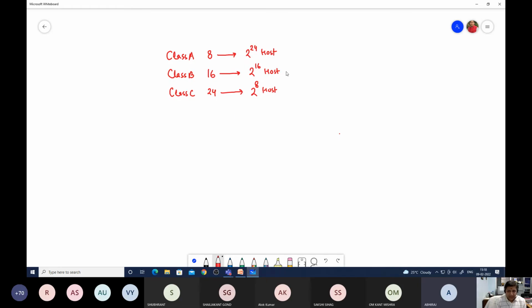So let's stick to these two. Just for example, suppose this is like 65,000 something, and this is 256. Now suppose I say that there is an organization which wants to have a network, but its requirement is around 10,000 hosts.